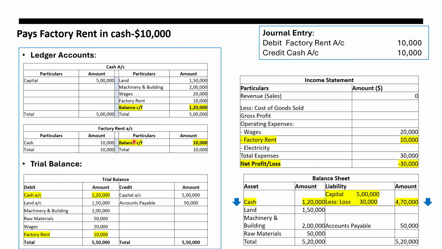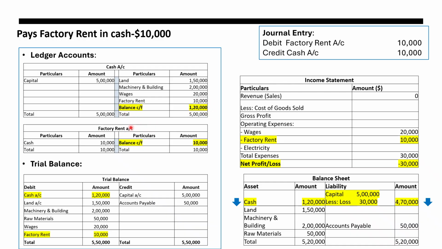When posting to ledger accounts, cash account is already there and we have multiple other entries in cash account, as we saw earlier. We will post the factory rent. It's a debit, and cash is credited. So in the cash account, we will show it on the credit side for 10,000, and still the debit side is greater than the credit side. So cash account has a debit balance of 1,20,000.